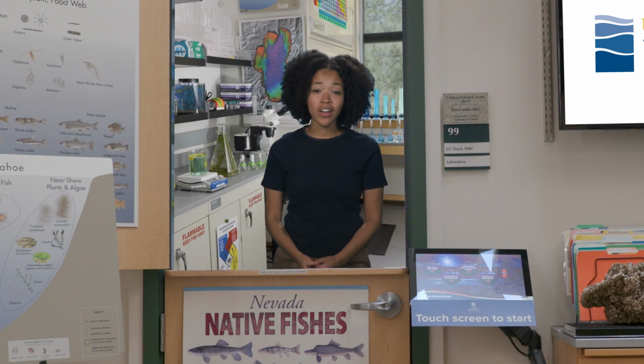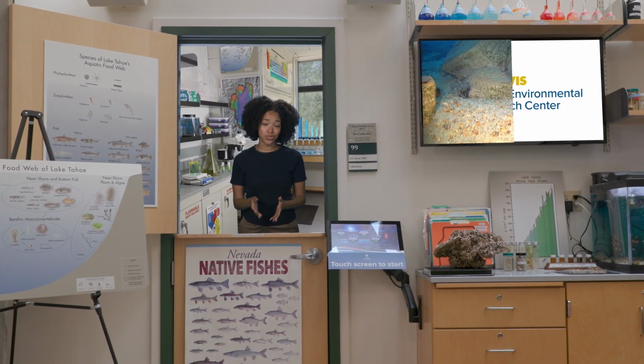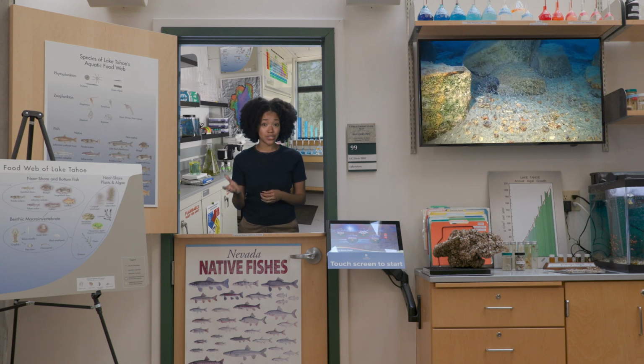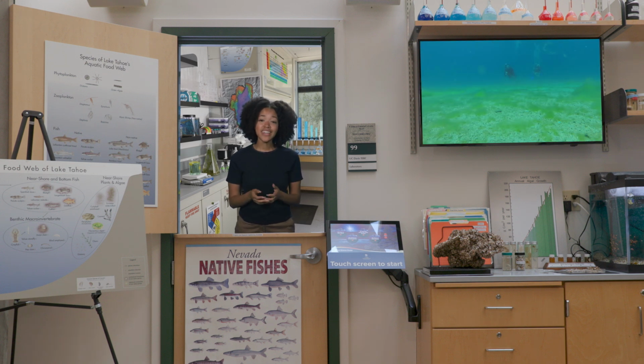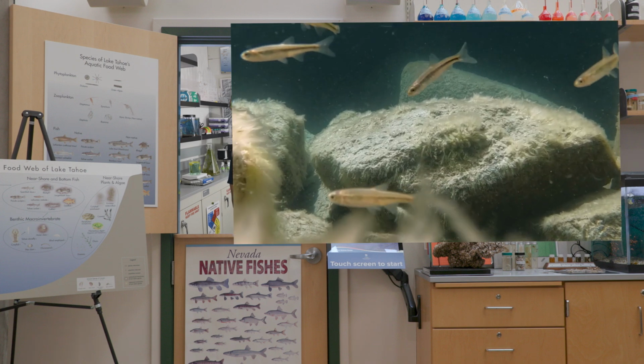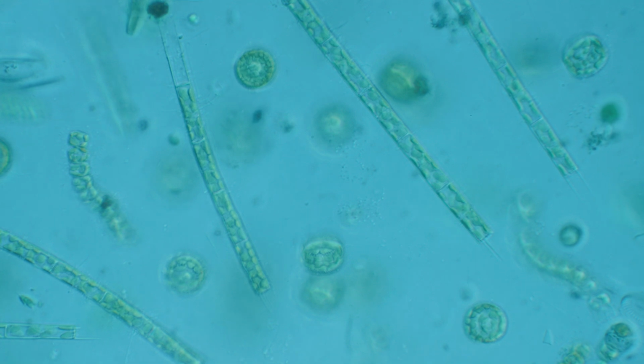Lake Tahoe's aquatic food web has an interesting history, as it's been altered by species introductions over the last 200 years. In a lake ecosystem, many plants, animals, and microbes are connected through the exchange of nutrients and energy of a food web. Each species has a special place within a food web.